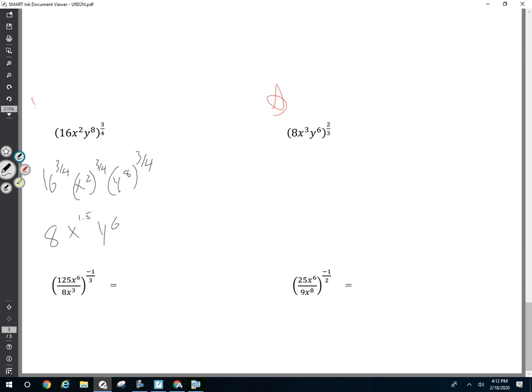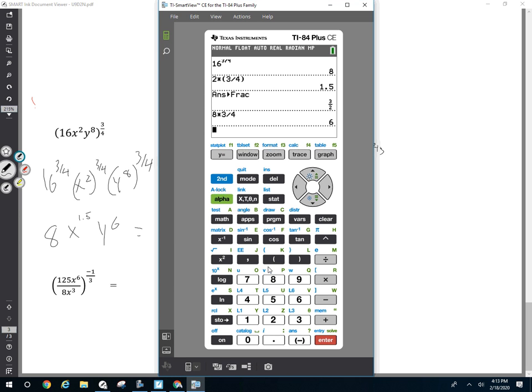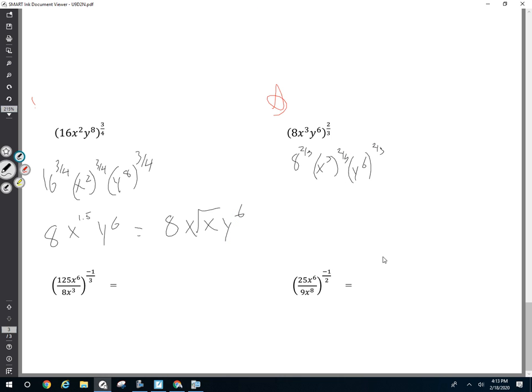Okay. This is 8 x root x, y to the 6th. So I got 8 to the 2/3 of x cubed to the 2/3 of y to the 6th to the 2/3. 8 to the 2/3 is 4. You can check 8 to the 2/3. That's the cubed root of 8 squared. 4. 3 times 2/3 is just 2. 6 times 2/3 is 4. There you go.